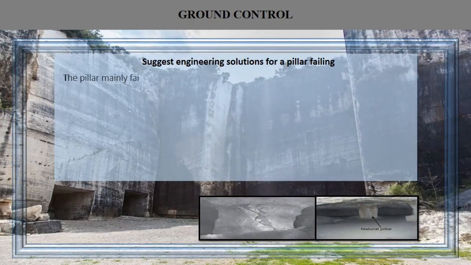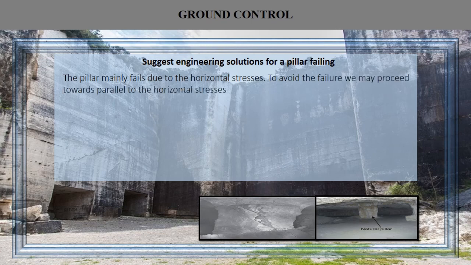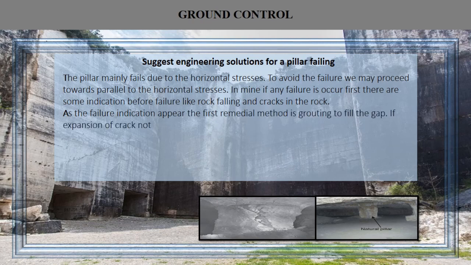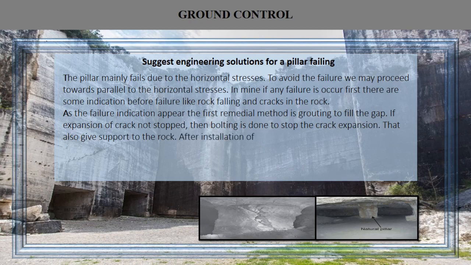The pillar mainly fails due to horizontal stresses. To avoid the failure, we should proceed parallel to the horizontal stress. If there is some indication that our one pillar is failed, the first remedial method is to fill the gap. And if the expansion of the crack does not stop, then we have to do the bolting to stop the crack expansion. And after bolting, we have to install the monitoring devices to monitor whether the crack expansion proceeded further or not.